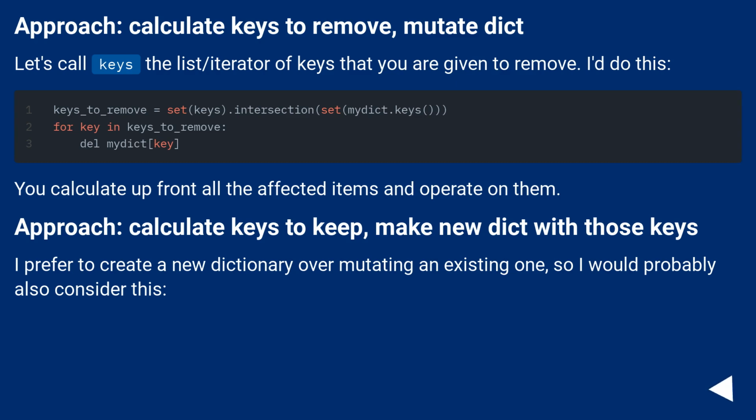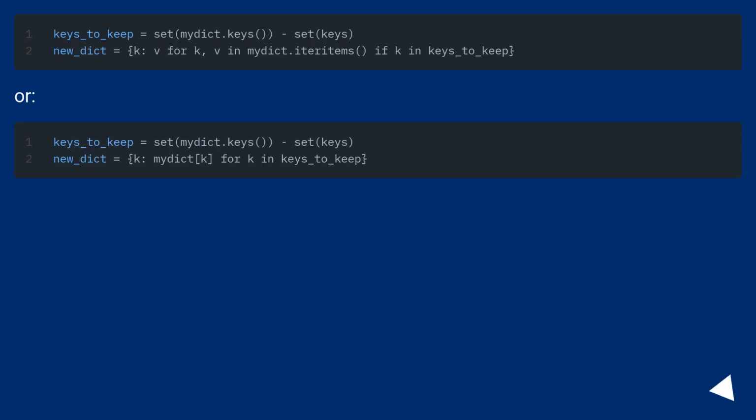Approach: calculate keys to keep, make new dict with those keys. I prefer to create a new dictionary over mutating an existing one, so I would probably also consider this. Or, that's the same.